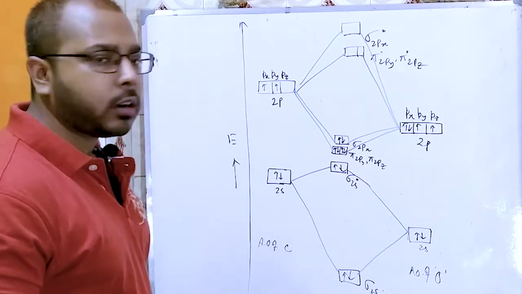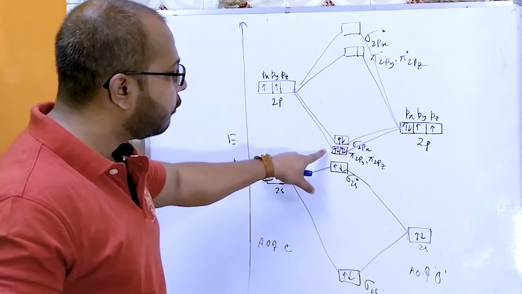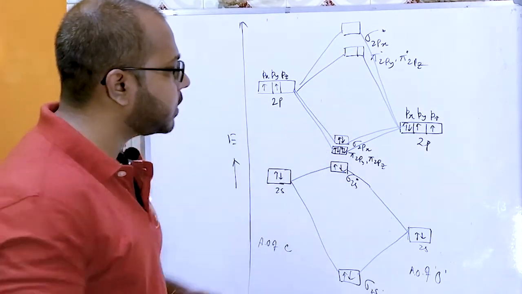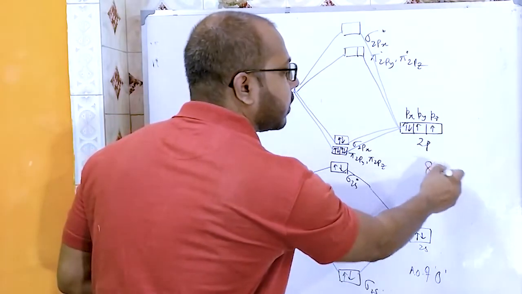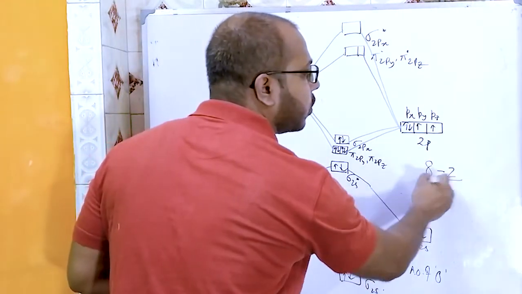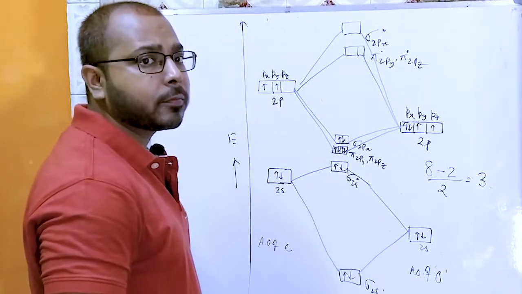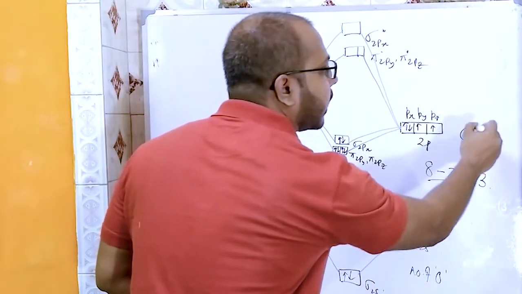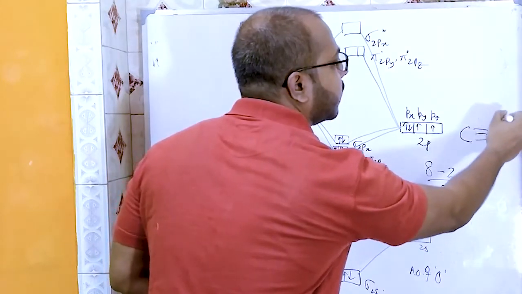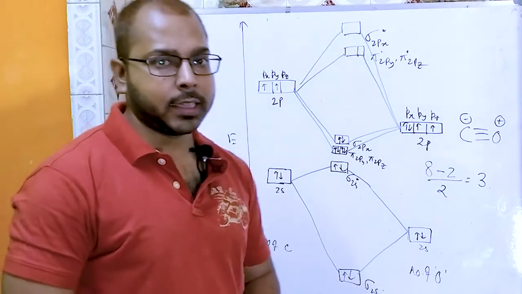And what is the bond order? Bonding electrons how many? 2, 4, 6, 8. So 8 minus the number of anti-bonding electrons 2, divided by 2, now it becomes 3. So that's why in carbon monoxide the bond order is like that.